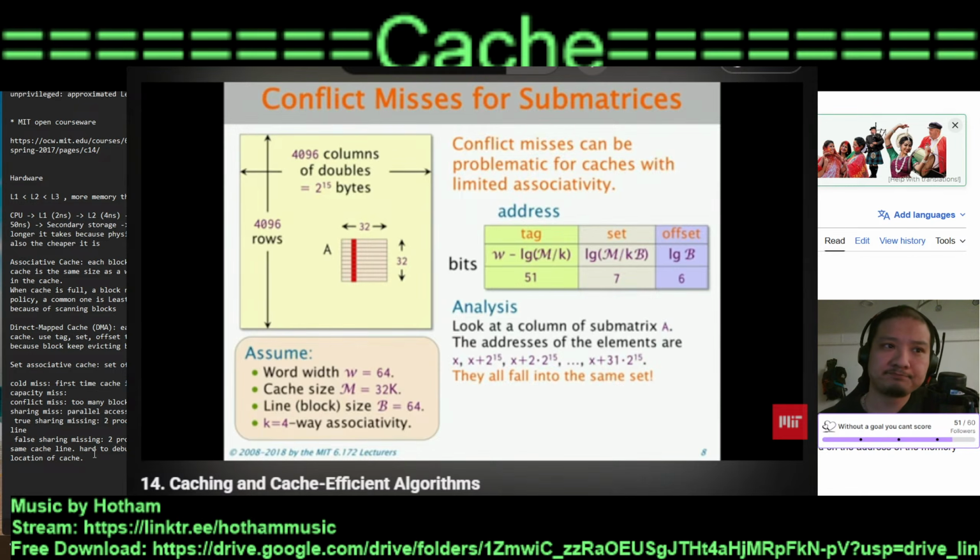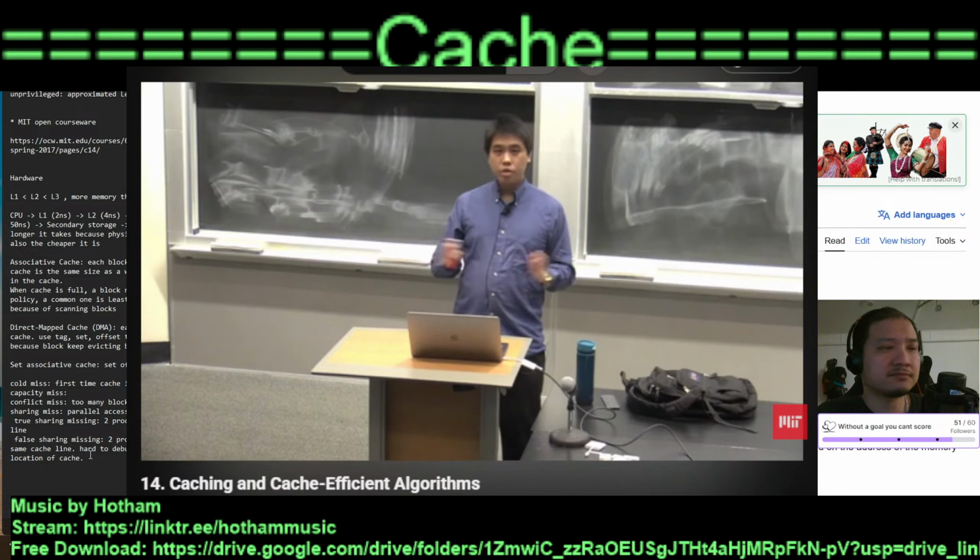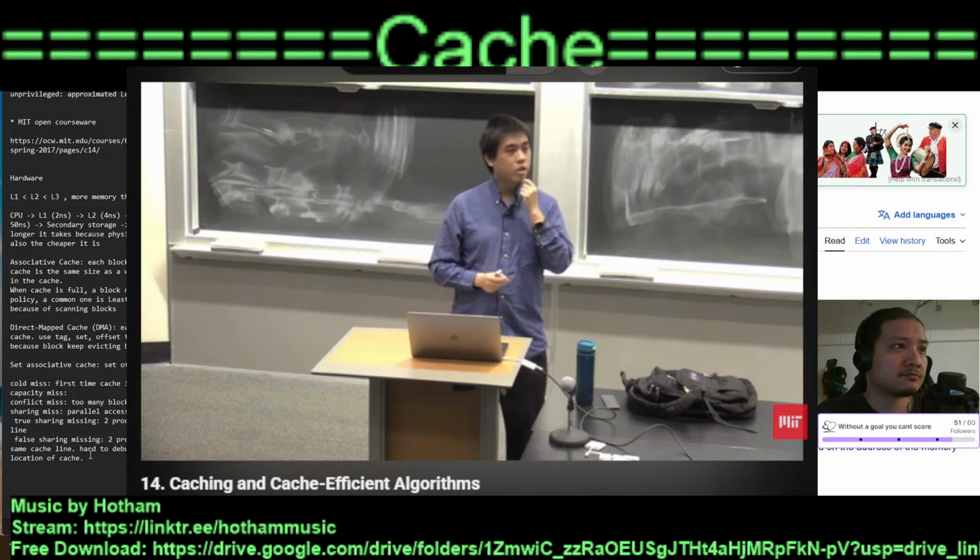And this is a problem because our cache is only 4-way associative, so we can only fit 4 cache lines in each set. And here we're accessing 32 of these things. So by the time we get to the next column of A, all the things that we accessed in the current column of A are going to be evicted from the cache already. This is known as a conflict miss, because if you had a fully associative cache, this might not have happened, since you could use any location in the cache to store these cache blocks. So does anybody have any questions on why we get conflict misses here?